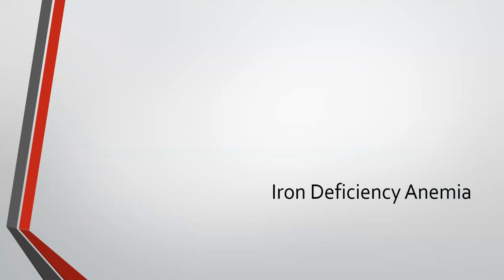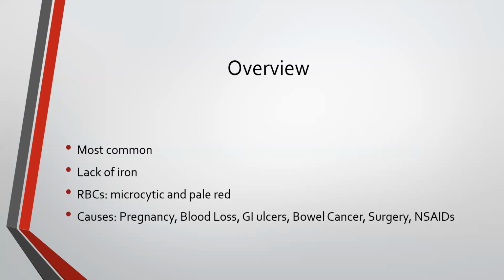So let's start out with iron deficiency anemia because it's the most common of the anemias. This is a lack of iron. Your bone marrow needs iron in order to produce hemoglobin for the red blood cells. And what we find is that if you look at the red blood cells under a microscope, they tend to be very small, so microcytic, and they also tend to be a pale red. Instead of that nice beefy deep red color, they are more of a pale red color.